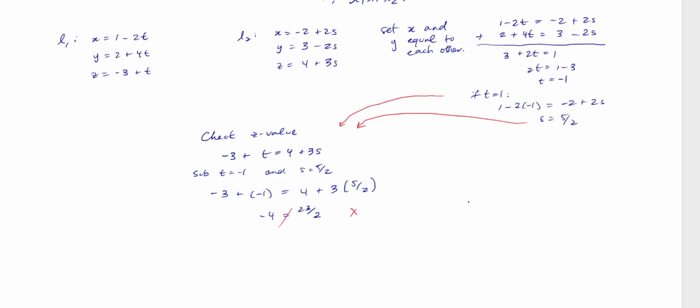So I'll say, therefore, although x and y are the same, we found two parameters that allowed x and y to be the same, the z value is distinct in each line.